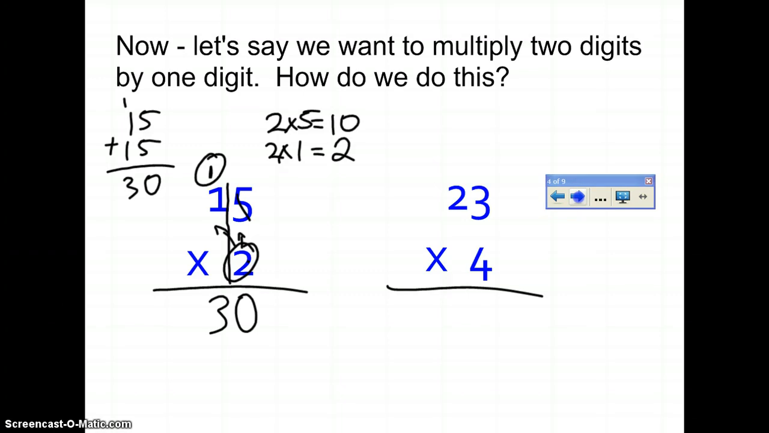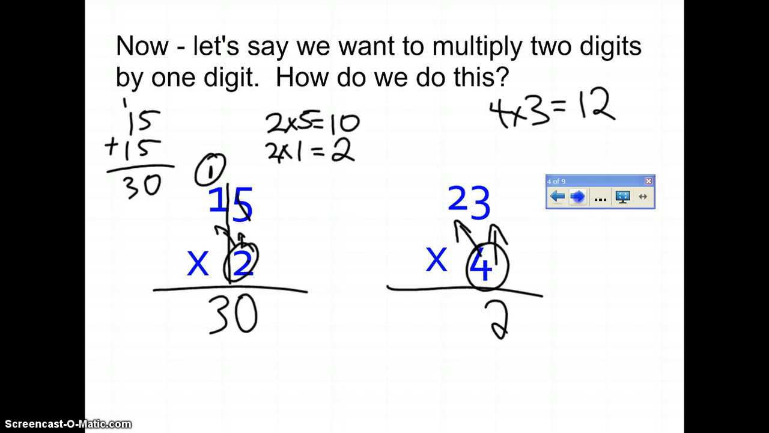Let's try this one, 23 times 4. Remember, 4 is our focal point. We're going to go up to the 3 and then across to the neighbor, which is the 2. So let's take a look at what 4 times 3 is. Well, what's 4 plus 4 plus 4, or 4 groups of 3? So 4 plus 4 is 8. 8 plus 4 is 12. So 4 times 3 is 12.